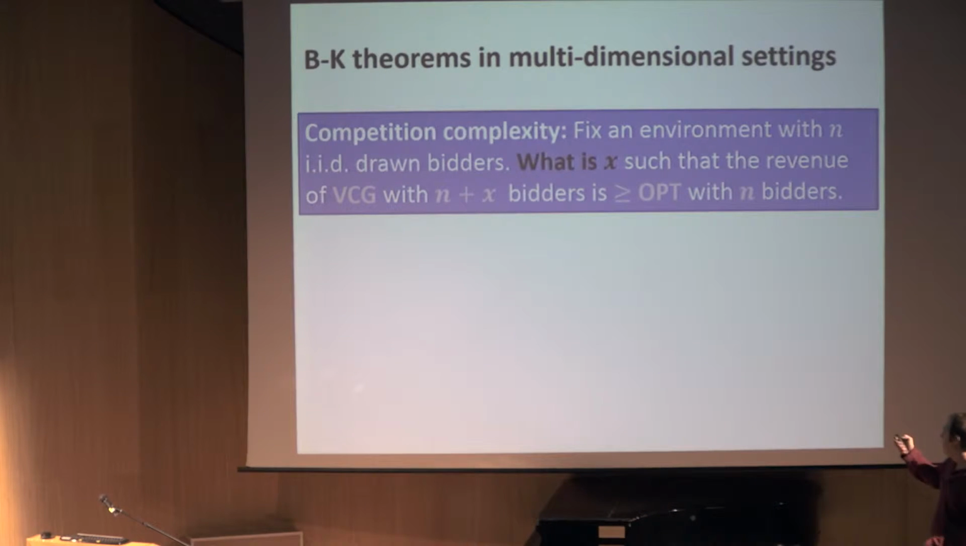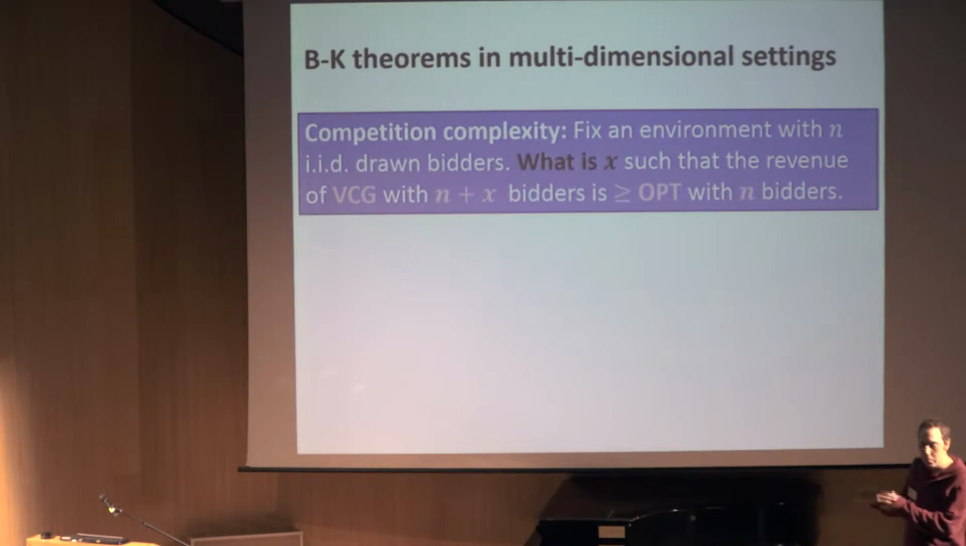So let's state our results. We use a new notion which we call competition complexity for the simplicity of representation, which means the following. I fix some environment, let's say n bidders additive, and I ask what is the number of bidders x that I need to add to the environment, such that running VCG on the original bidders plus the new bidders gets me more revenue than the optimal prior-dependent mechanism, which only has n bidders.